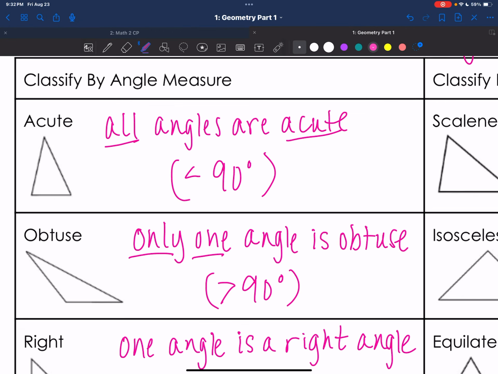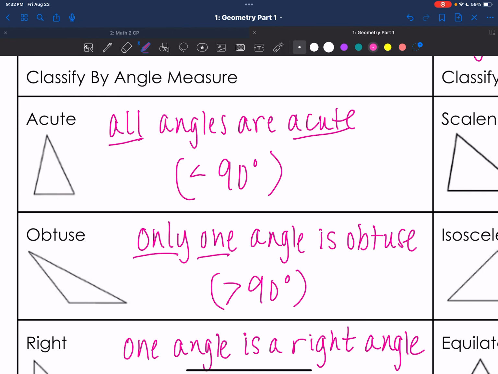So one way to classify a triangle is by calling it an acute triangle. That means all angles are acute, which means that they are less than 90 degrees. So this angle is less than 90 degrees, this one is less than 90 degrees, and this one is less than 90 degrees. Each angle is less than 90, and they are not necessarily congruent.